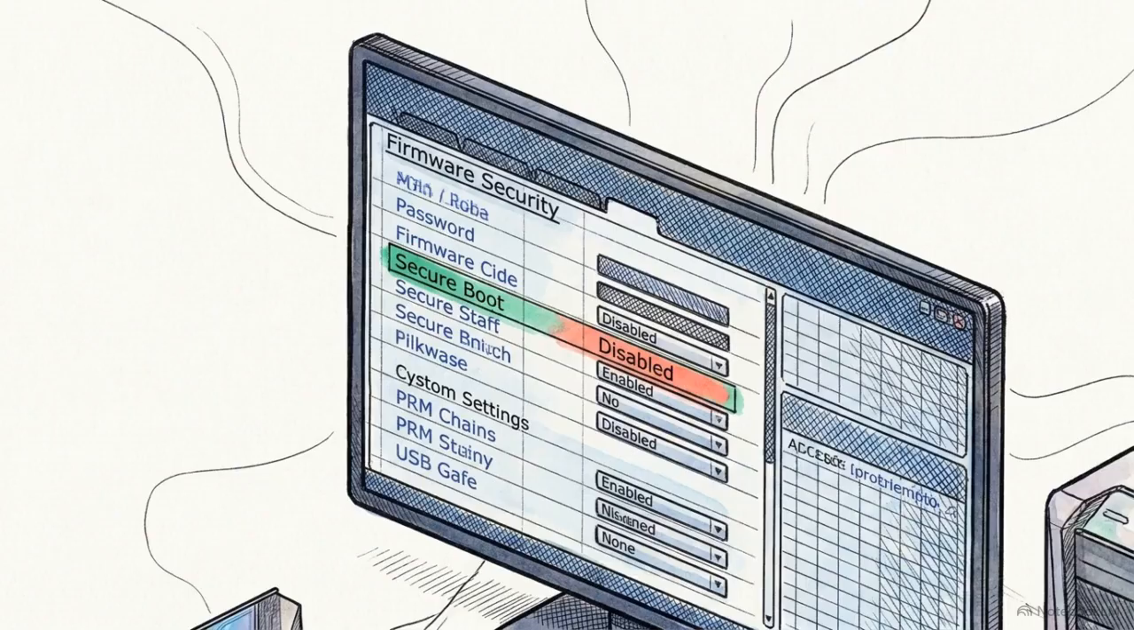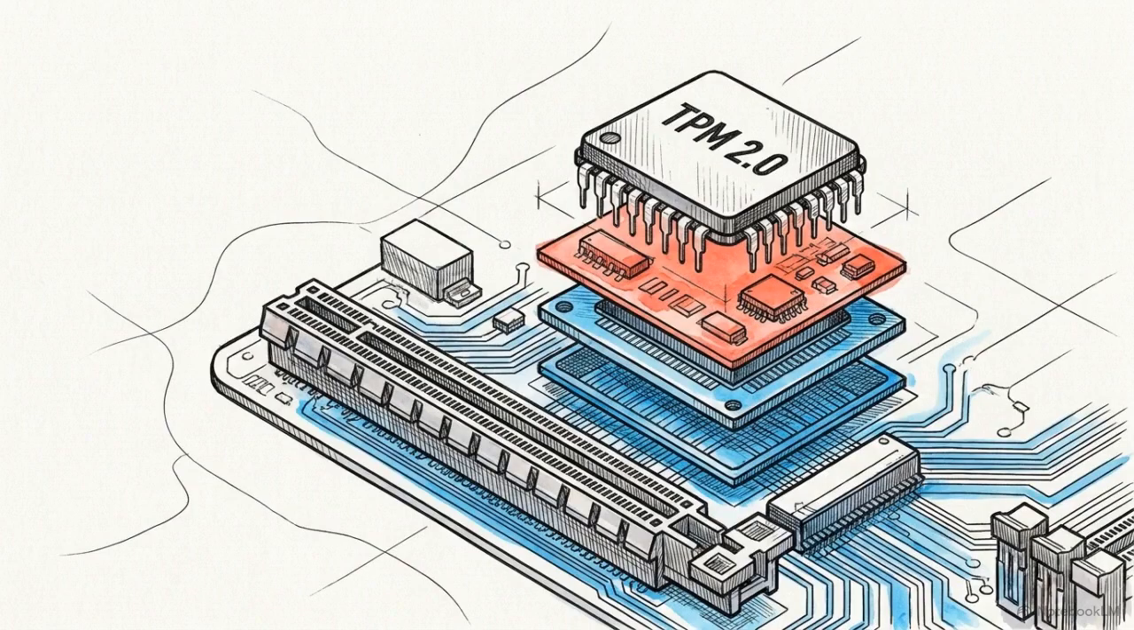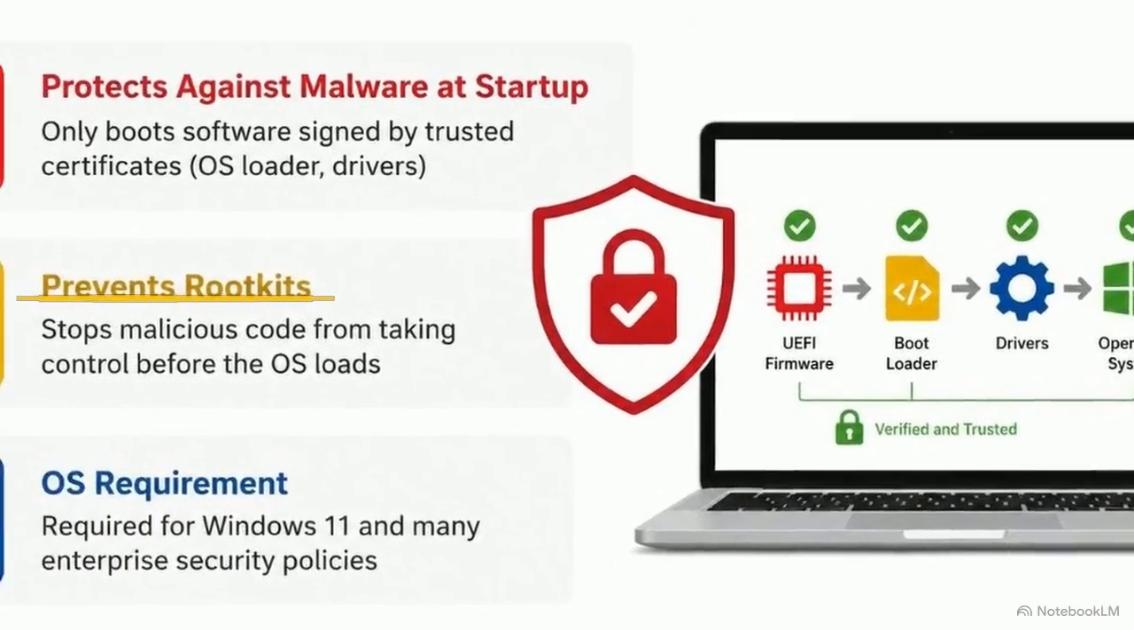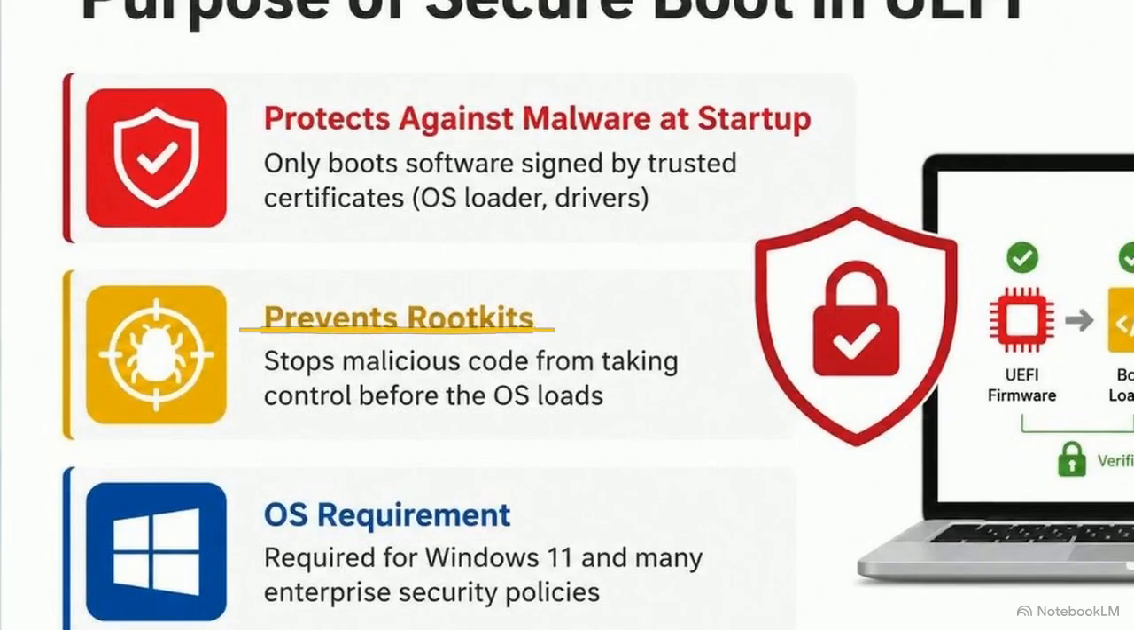We reach the final layer of the pre-OS environment. UEFI does not simply hand over control to the storage drive. It actively polices what is allowed to execute. This graphic maps the purpose of Secure Boot, illustrating the verified trust chain flowing from the firmware to the bootloader, through the drivers, and into the OS. The mechanism relies on cryptographic digital signatures. The firmware checks the OS bootloader signature. If the code has been altered by a rootkit or malware, the signature is invalid and the boot is halted immediately.